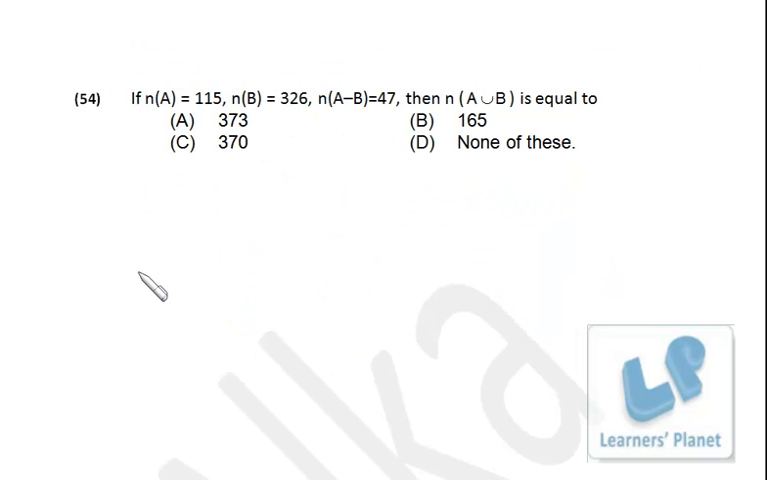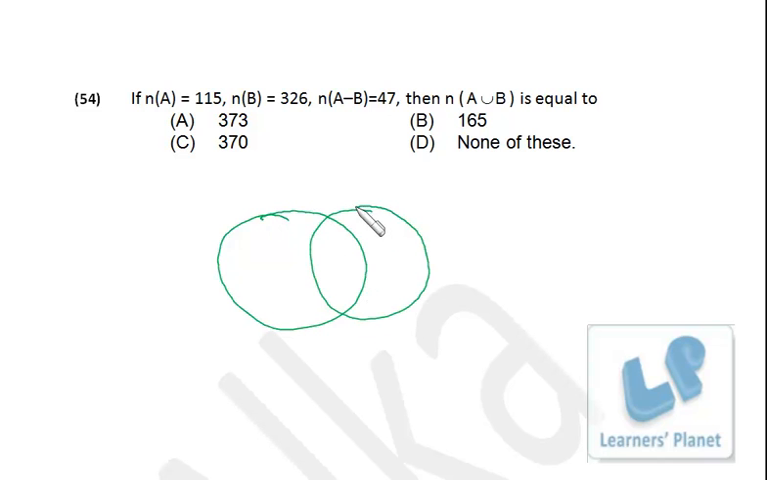If NA is equal to this, NB is equal to this, and N of A minus B is this, find the number of elements in A union B. Draw the circles. This portion is 47 and this complete circle is of 115. So if it is 47, this portion will be 115 minus 47. So that is 68. And the number of elements in B is 326. So if this is 68, this portion will be 326 minus 68, and that is 258.